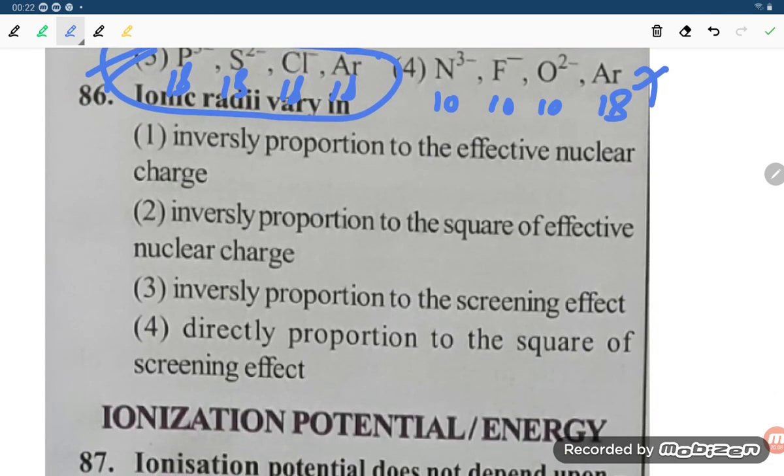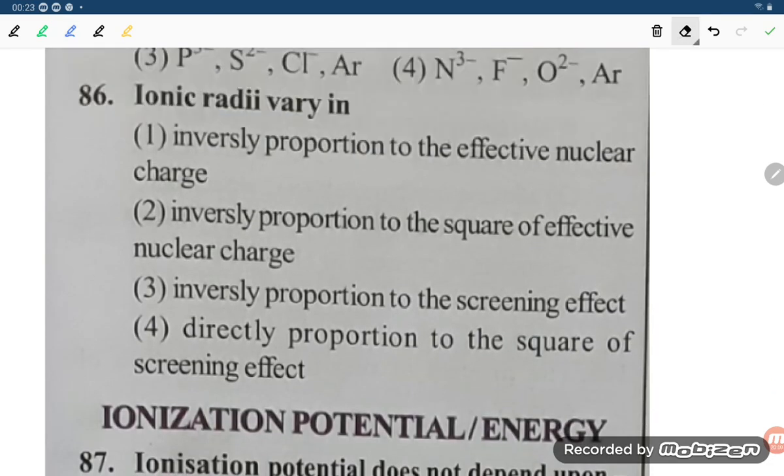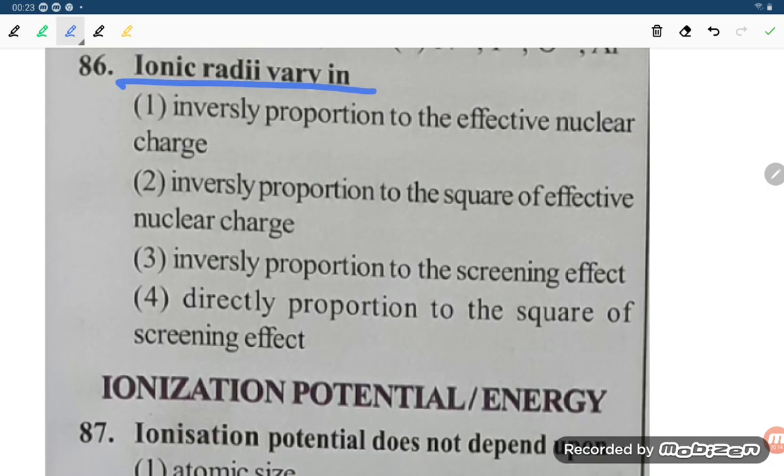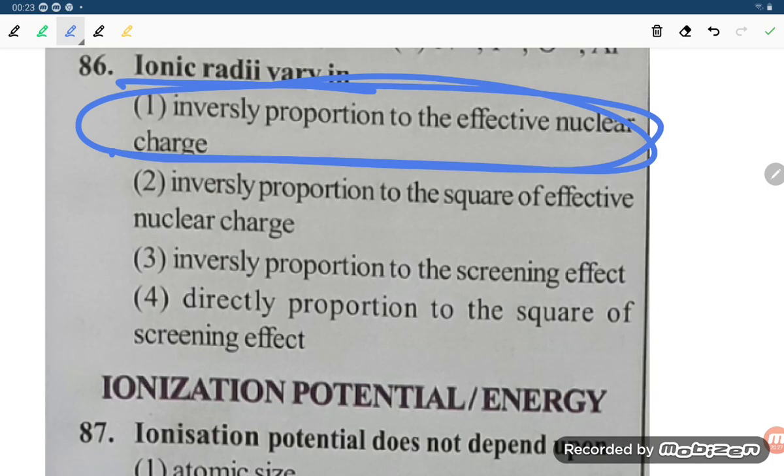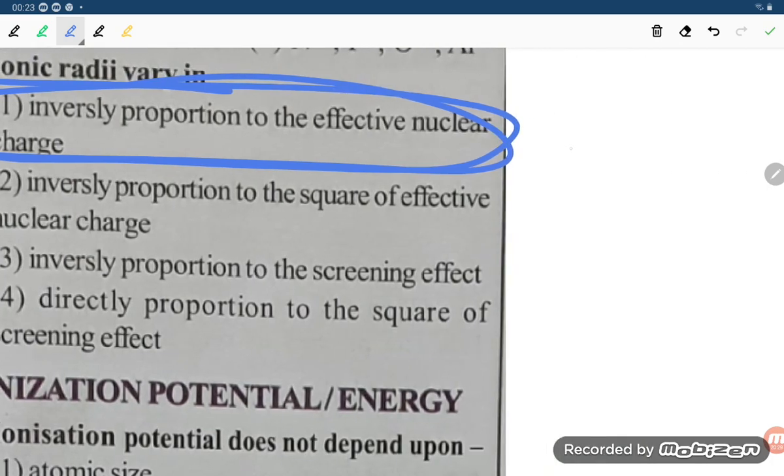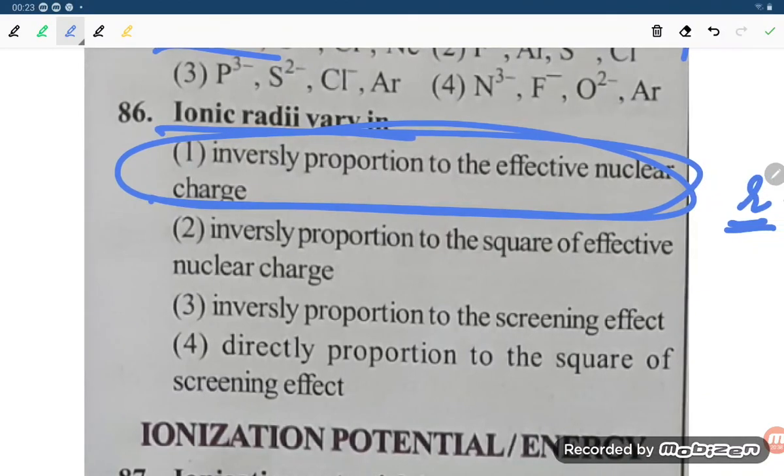They are asking one question, student, you see 86. Ionic radii vary in how? Ionic radii is inversely proportional to effective nuclear charge. This is the correct option, student. Radii is equal to 1 by Z effective. So the greater the Z effective, the smaller the radii, student. So correct option is option number 1, student.